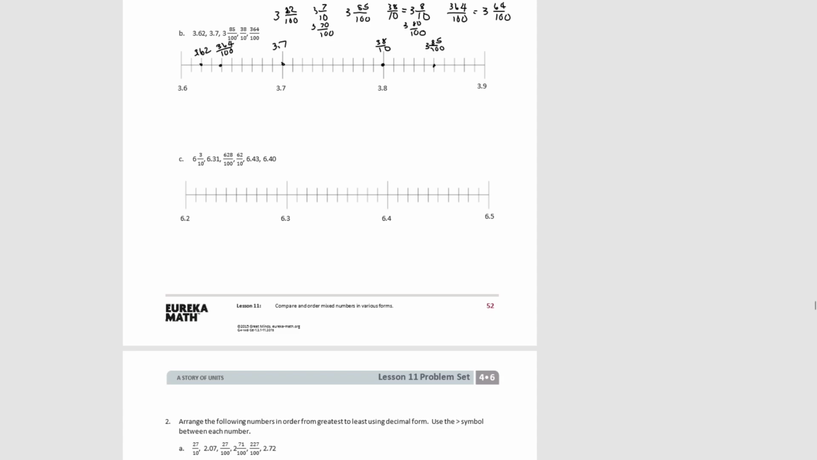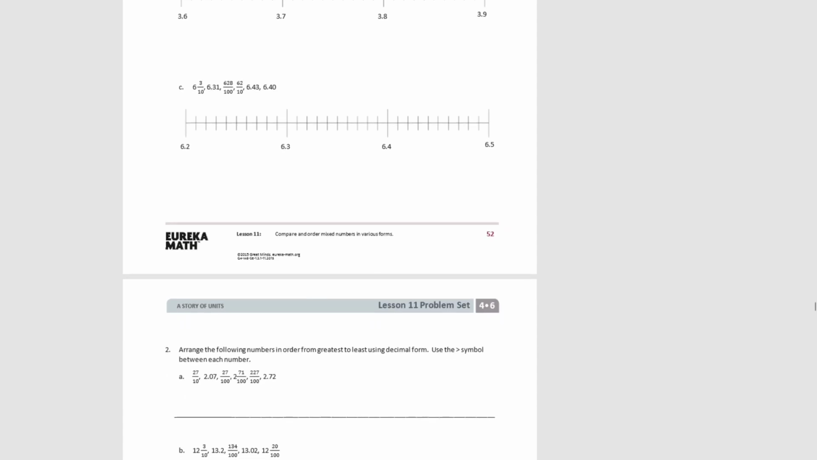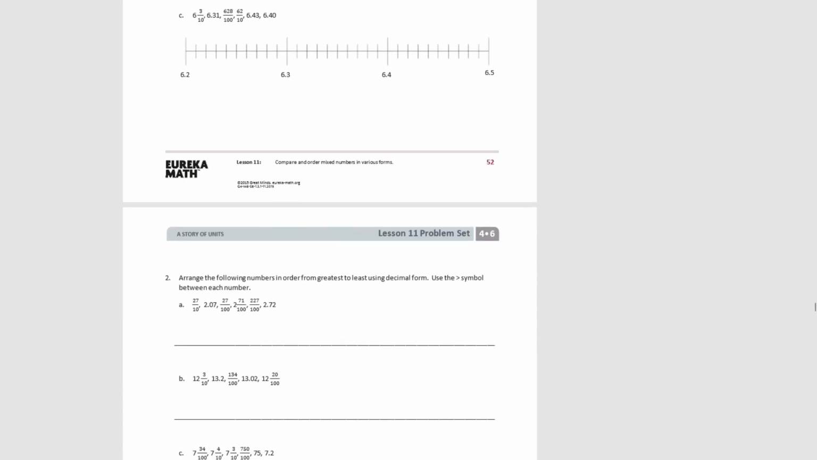Right, I'm going to do the same thing for C. So pause the video and give C a try. Okay, since my number line is marked in decimals, I'm going to decide to rewrite these as decimals. So this is 6 and 3 tenths, 6 and 31 hundredths. I'm going to do this in my head now. I know 628 hundredths would be 6 and 28 hundredths.